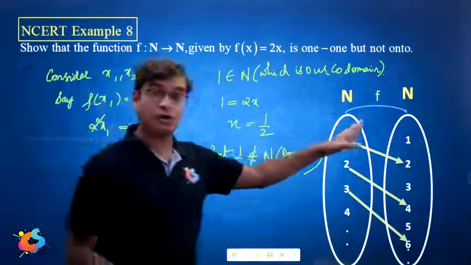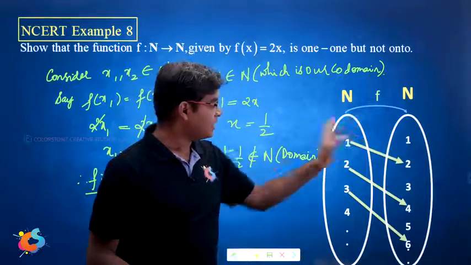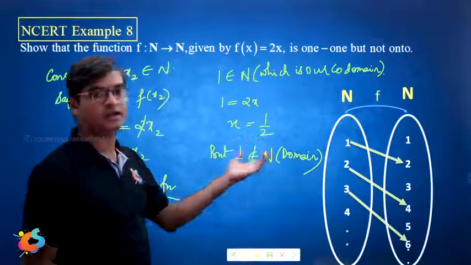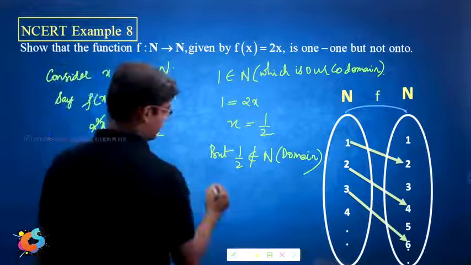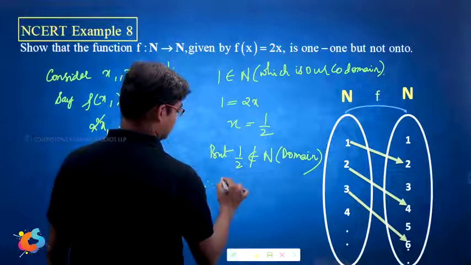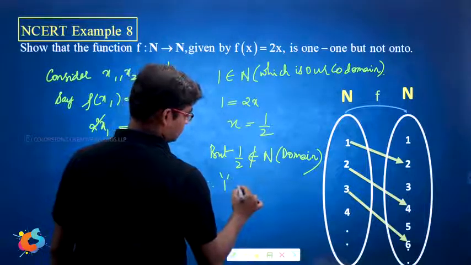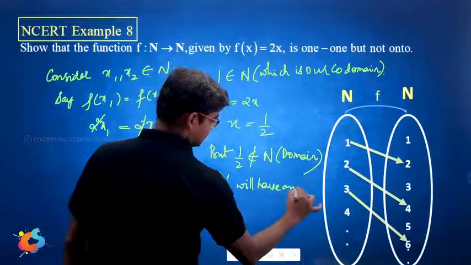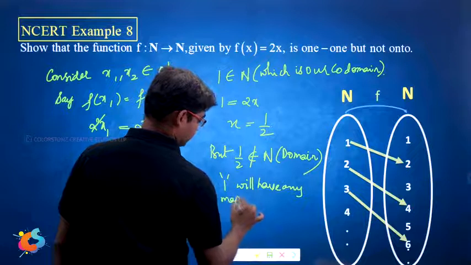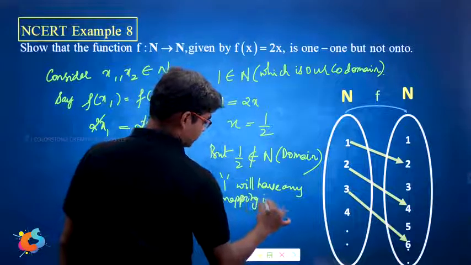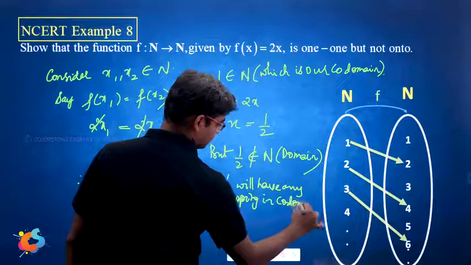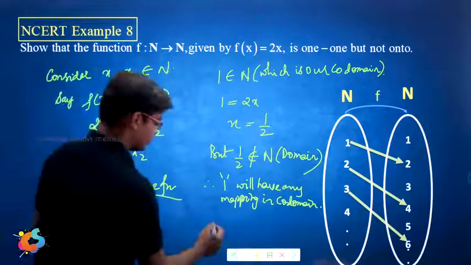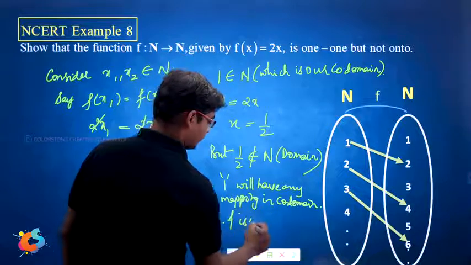1 is an element which belongs to the codomain, but corresponding to that it should be half, which is not there in the domain. So therefore 1 will not have any pre-image. You can write it in your own words. Okay. So therefore f is not an onto function.